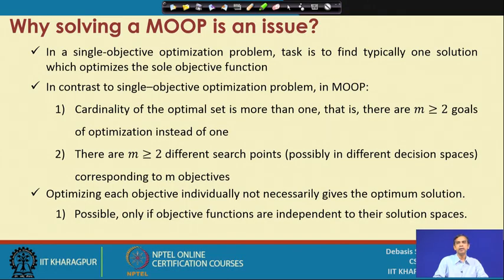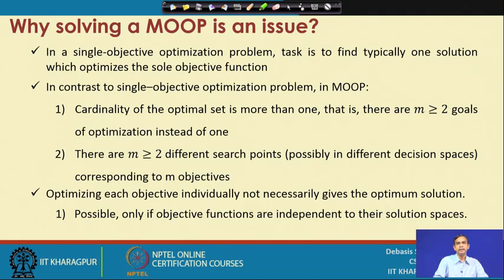First, in the single objective optimization problem that we have learned so far, the task is to find typically one solution which optimizes only one objective function. In contrast, in the MOOP problem, our objective is to optimize not a single objective function, but two or more objective functions. When there are two or more objective functions, it leads to two or more search points, in contrast to the single objective function where there is only one search point. These constitute objective vectors, or output vectors, and out of the many search points we have to select one.